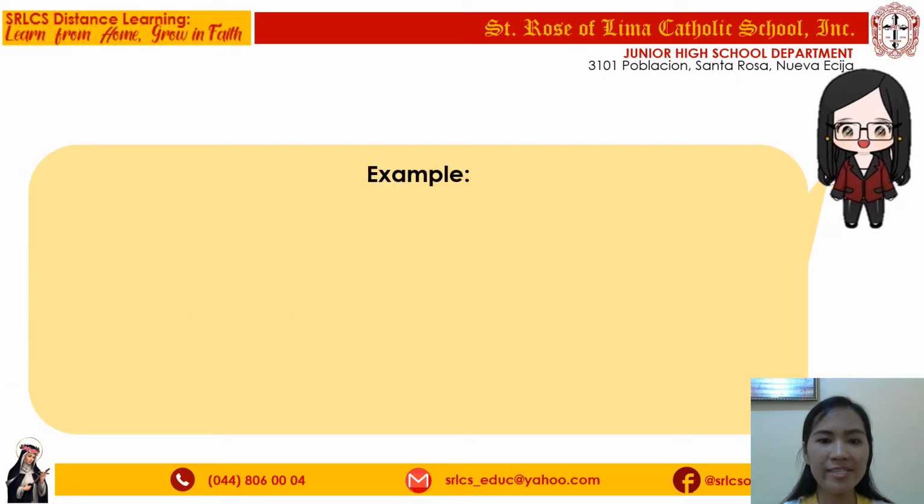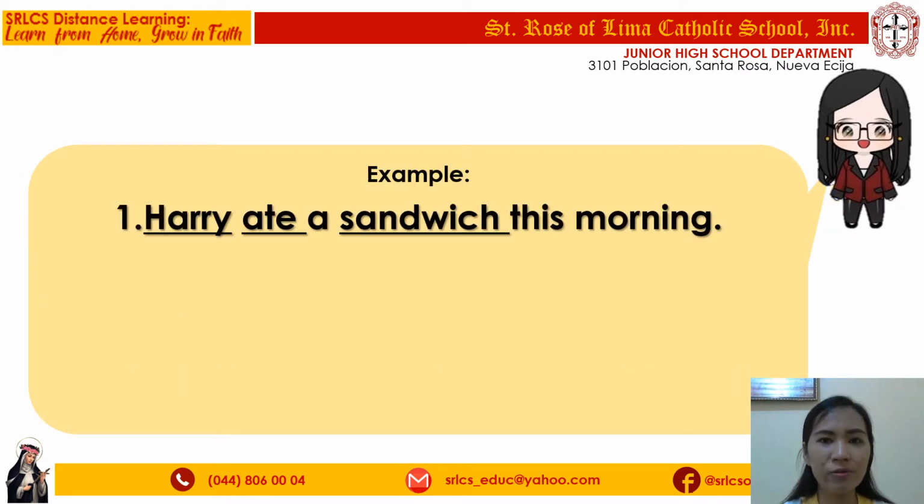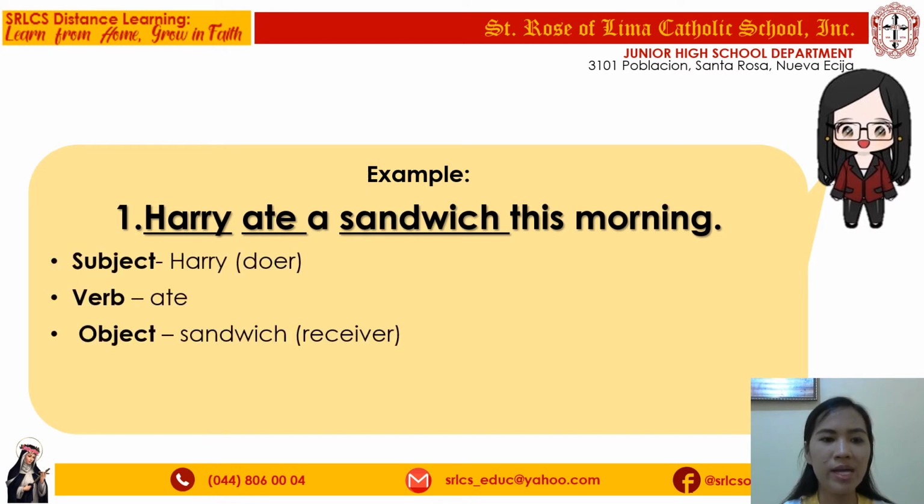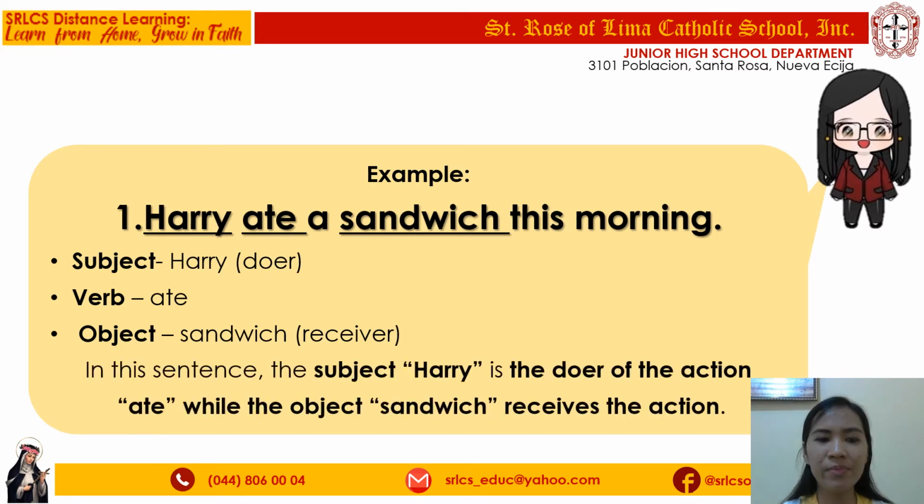We have here an example. Harry ate a sandwich this morning. So we have the subject Harry, verb ate, object sandwich. So in the sentence, the subject Harry is the doer of the action. Ate is the verb, while the object is sandwich, the one who receives the action.